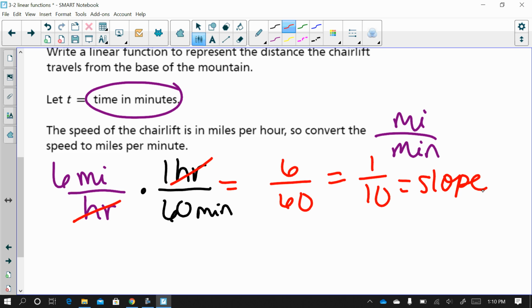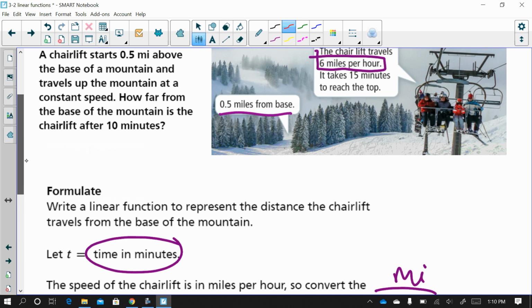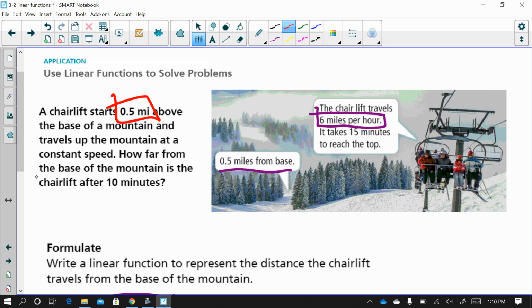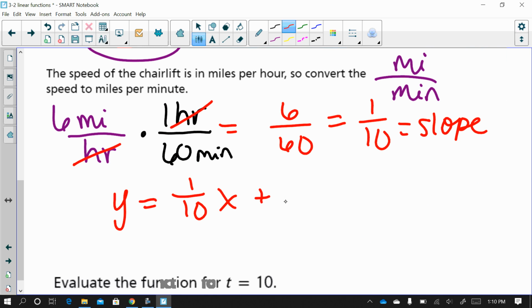Okay, so we're going to write the equation now. So y equals 1/10 x. Where did I start with my distance? Well, that's just 0.5. So plus 0.5.